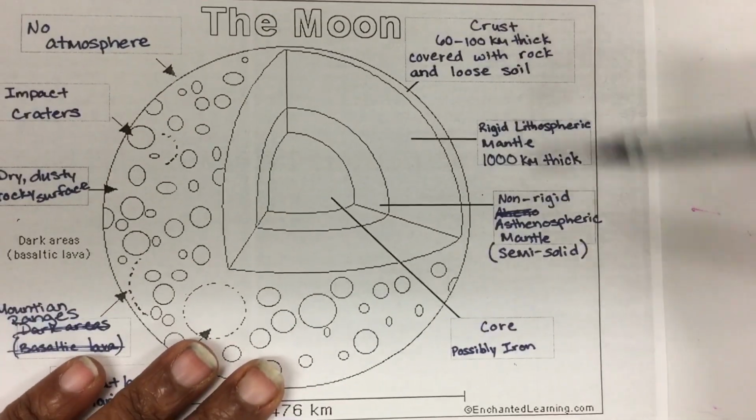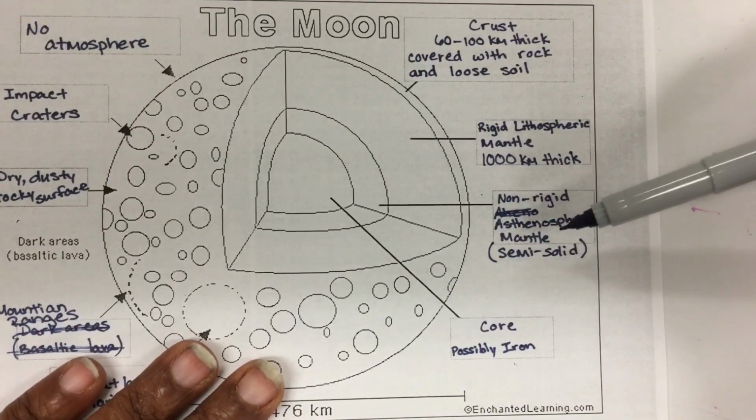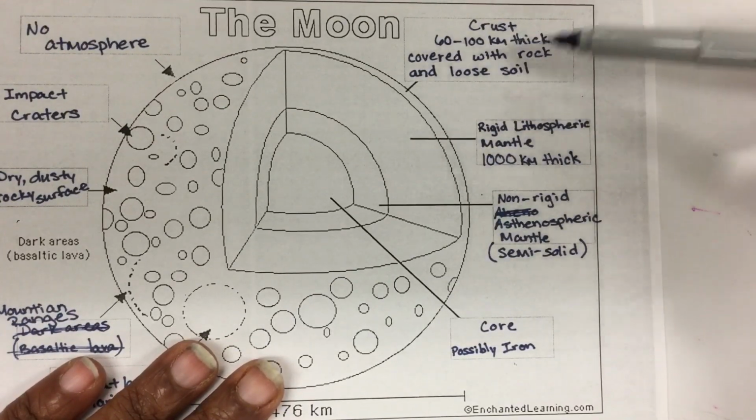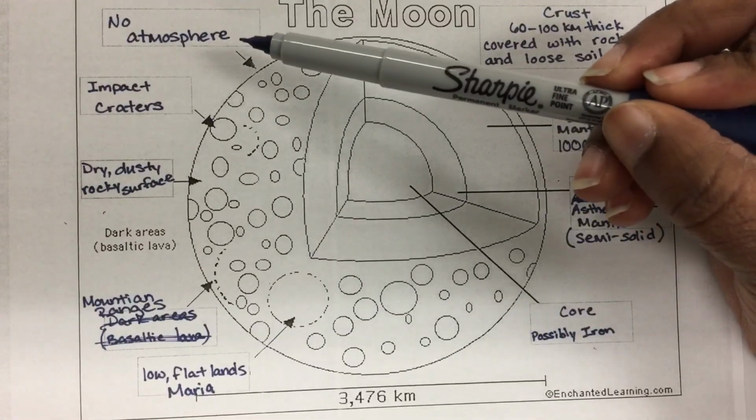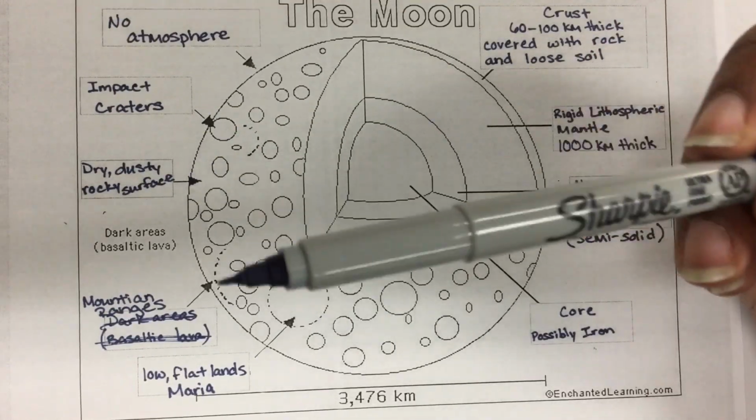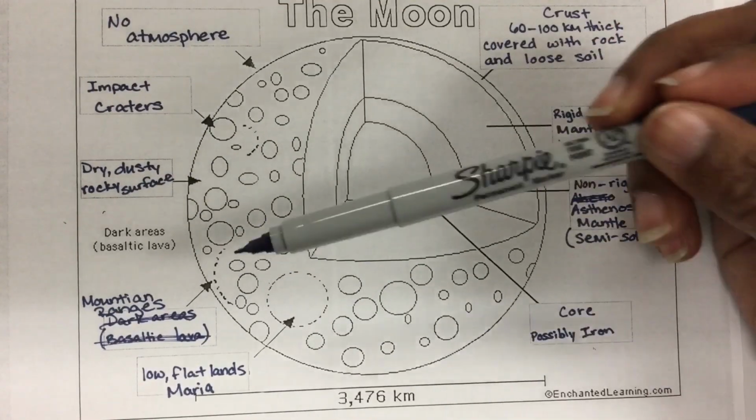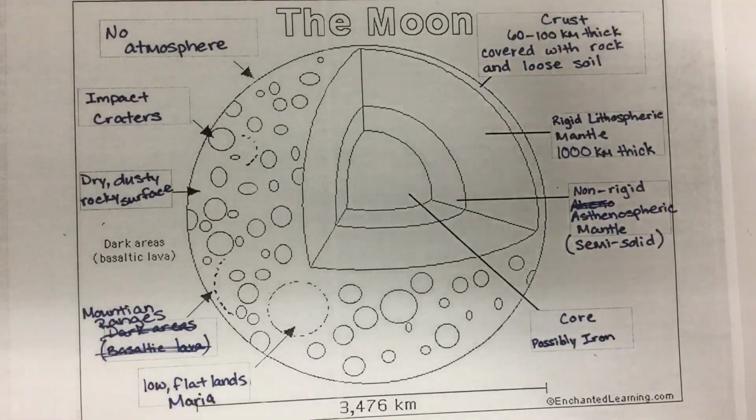Okay, so we've gone over the 4 layers of the moon: the core, non-rigid mantle, rigid mantle, and the crust. And we've talked a little bit about the moon's surface. It has no atmosphere. It is impacted by craters daily. It is dry, it is dusty, it is rocky. There are mountain ranges and there are low flat lands called Marias or Lunar Marias. Same thing.